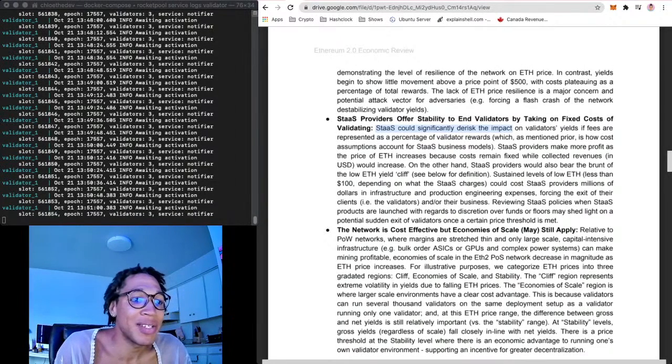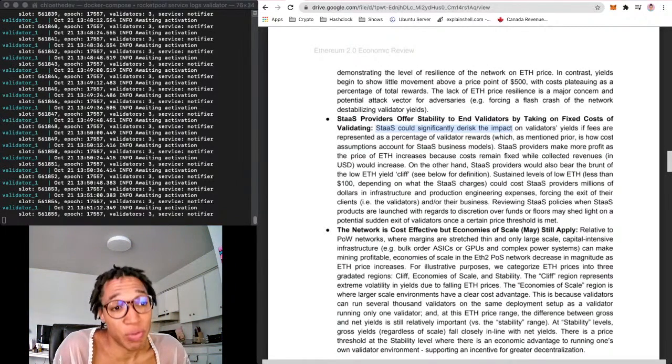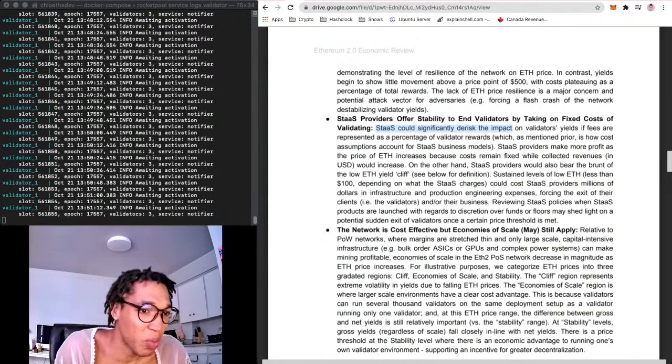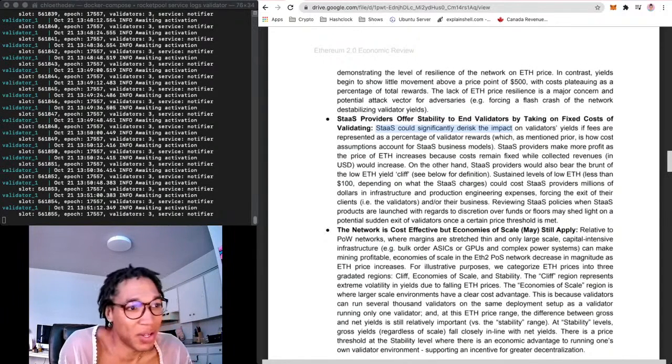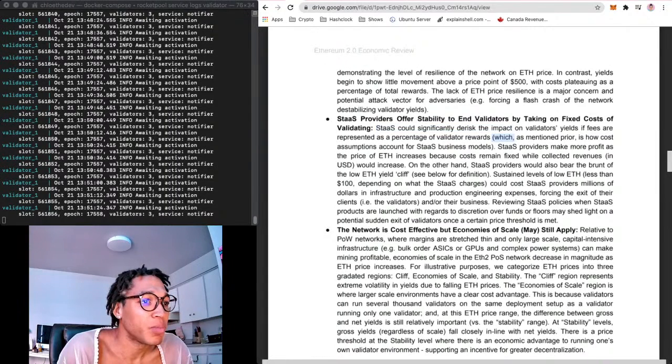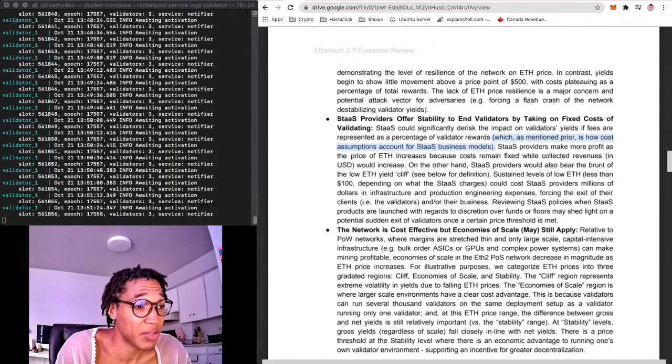So what they're saying here is, instead of saying your base fee is $20 a month, regardless of what you make, what they could say is, you're going to pay 10% of your yield. So if your yield is $20, you pay 20% of that. If your yield is $1,000, you pay 20% of that. Which is mentioned prior is how cost assumptions account for STaaS business models.